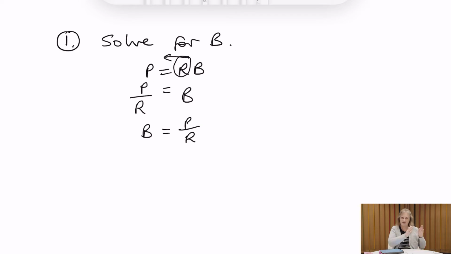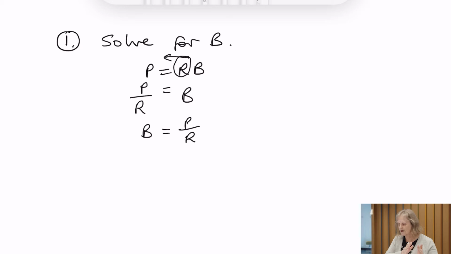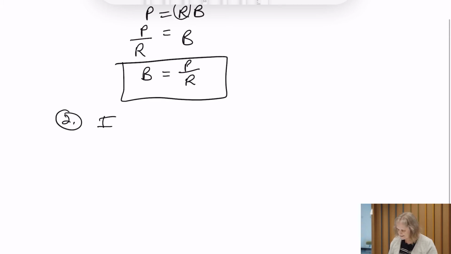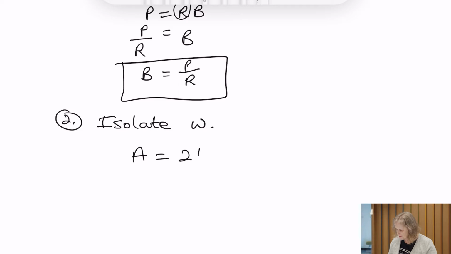We always want the variable that we're isolating on the left-hand side, equal, and then all the terms on the right-hand side. So that's rearranged there. Now we're going to isolate, which is just different terminology that we use when we're rearranging equations in algebra. Isolate small w here. We've got A is equal to 2L plus 2W. Sometimes with these questions there are different methods, but we're isolating for W here.